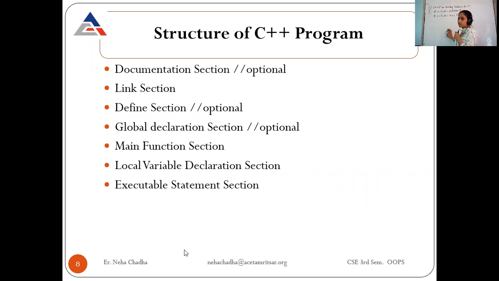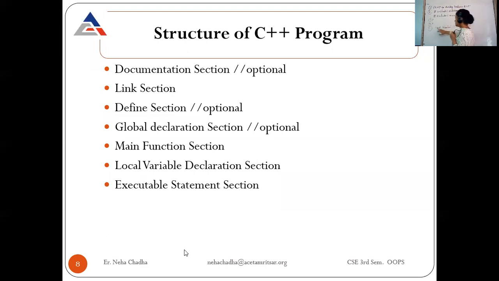I'm not going to write the define section here. Further, we will write the define section. Here, there is also no need of the global declaration section. That means I'm going to skip the third and fourth sections for this particular program. Then I will come to the main section. Here I will write void main.